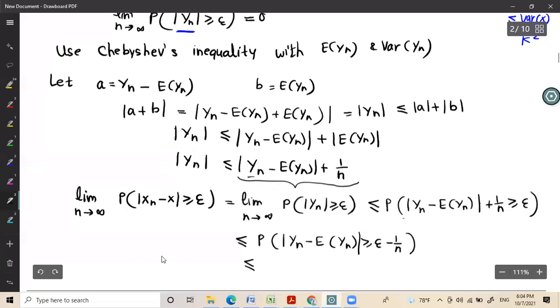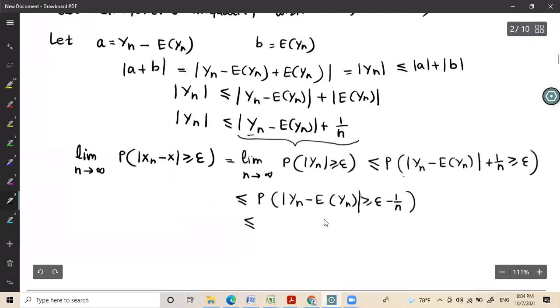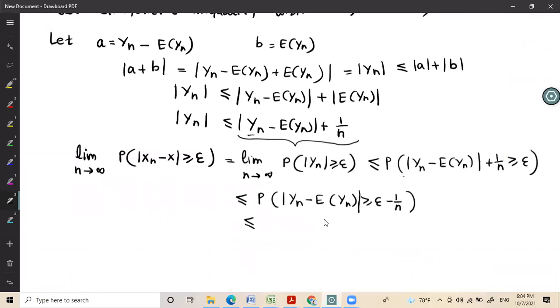And then we are going to apply the Chebyshev inequality. What is the Chebyshev inequality? You have the probability that yn minus expected value of yn is greater than or equal to some value, which is epsilon minus 1 over n. We can say this is epsilon prime. No problem, you can write it like that, but it is epsilon minus 1 over n.